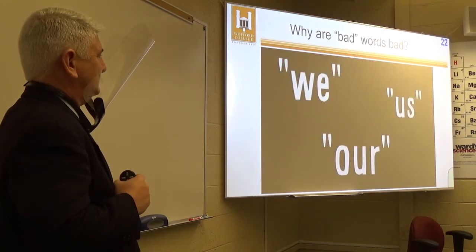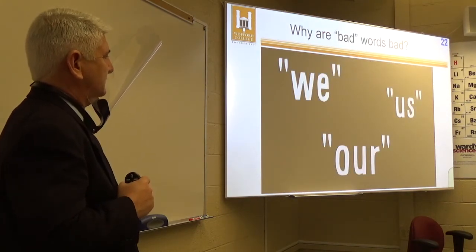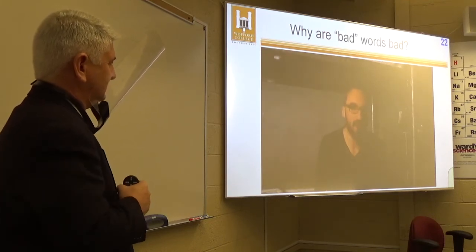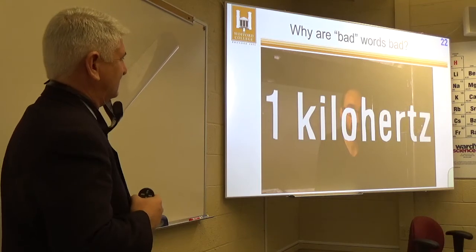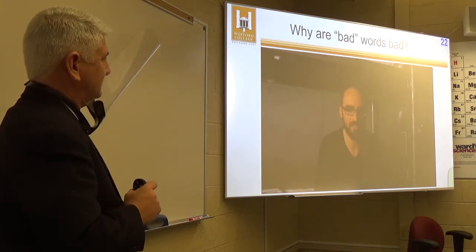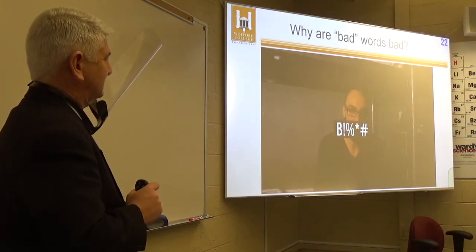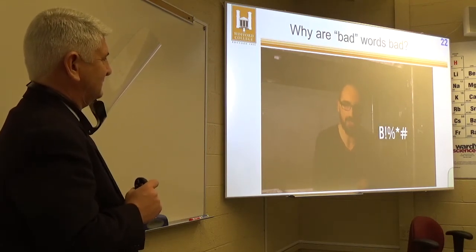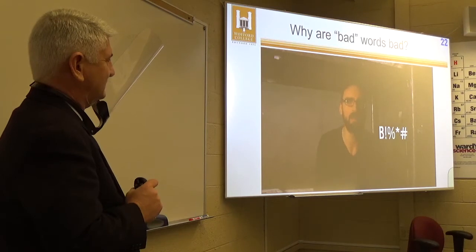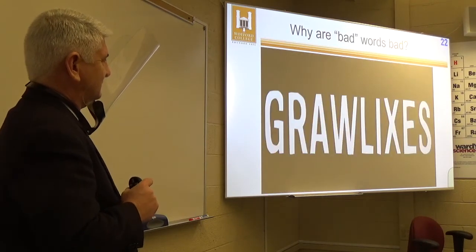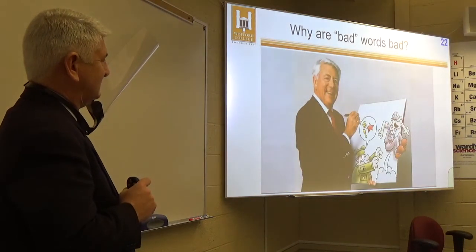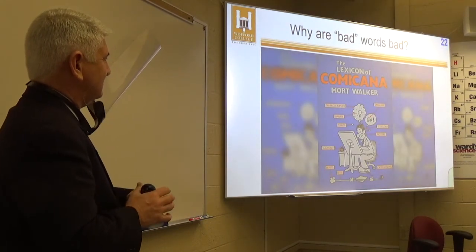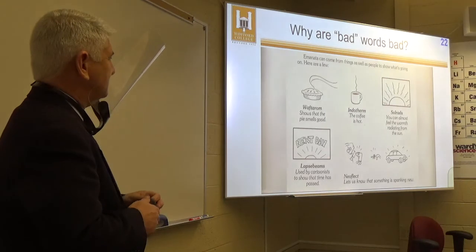First-person plural pronouns account for about 1% of the words we say every day. When a bad word is bleeped, it is covered with a 1 kilohertz sine wave, which sounds like this: son of a. By the way, the symbols and squiggles that are used to represent a bad word have a name. They're called growlixes. They were named by Mort Walker in his seminal The Lexicon of Comicana. He names a lot of things, but most of them show stuff.